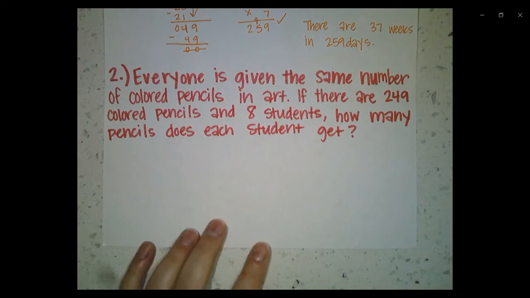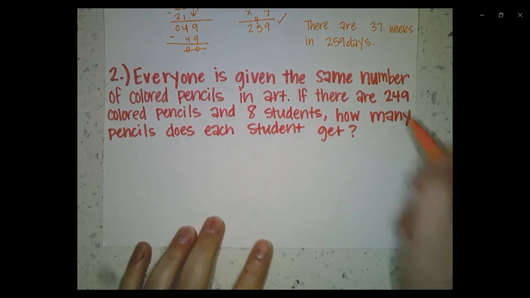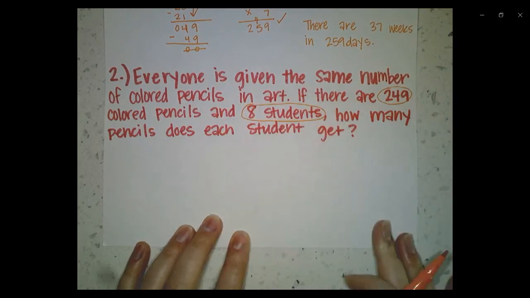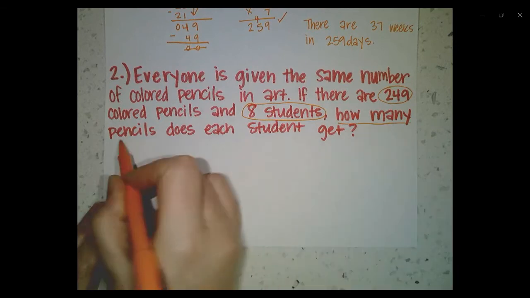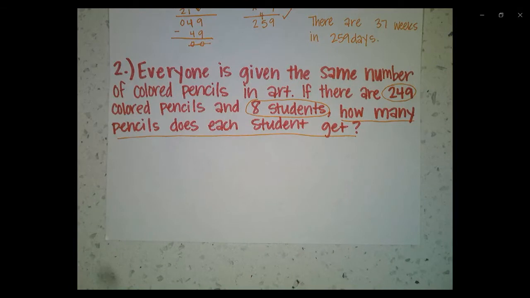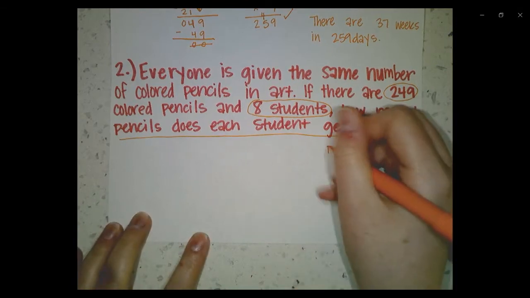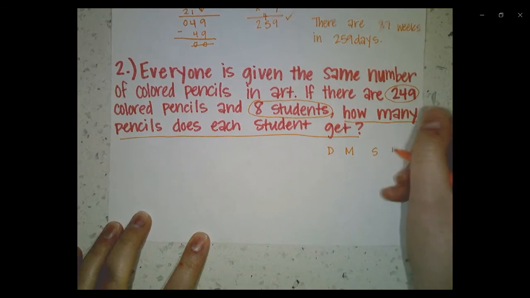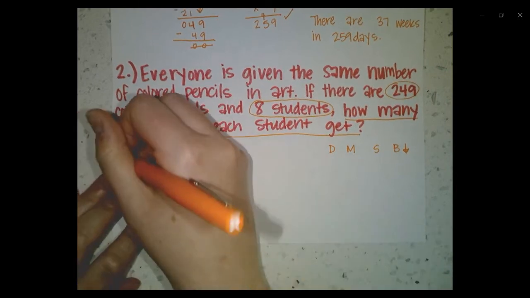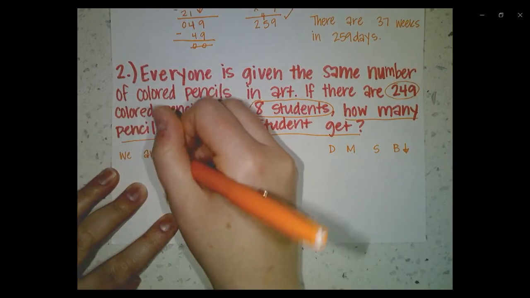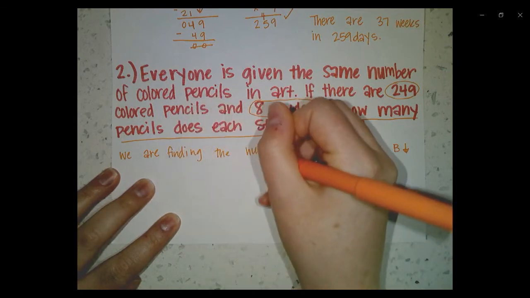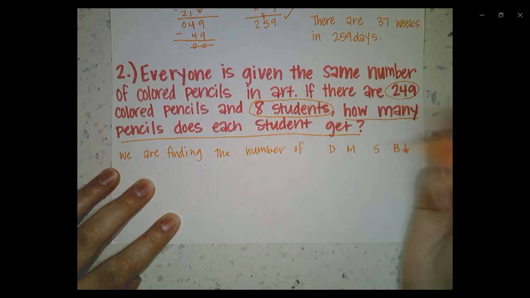So everyone is given the same number of colored pencils in art. If there are 249 colored pencils and 8 students, how many pencils does each student get? So we know the total number of pencils, and we know the number of students. And so to find out how many each will get, we are going to, again, divide. So I'm going to write my DMSB off to the side before I forget. And again, we're trying to find the number of pencils that each student gets.